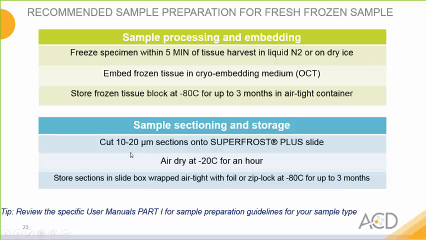When you're ready to section, the recommended section size is 10 to 20 microns. Again, we recommend the SuperFrost Plus slide. There's a step here that's actually very critical, which is to air dry your slide inside the cryostat at -20 for an hour before you store the sections in the slide box at -80. That can go for up to 3 months again.